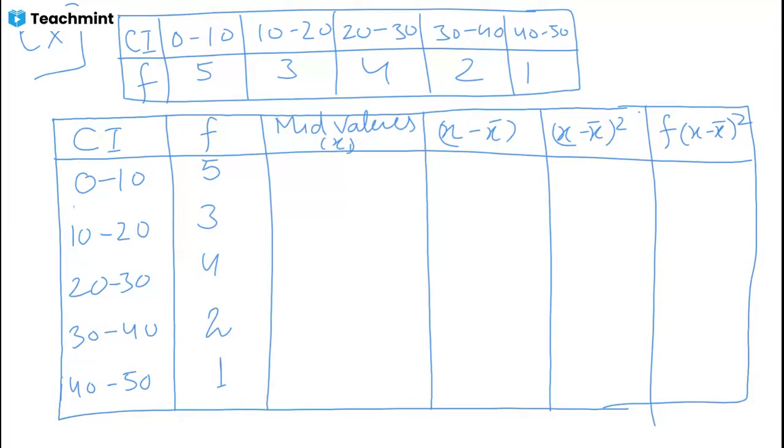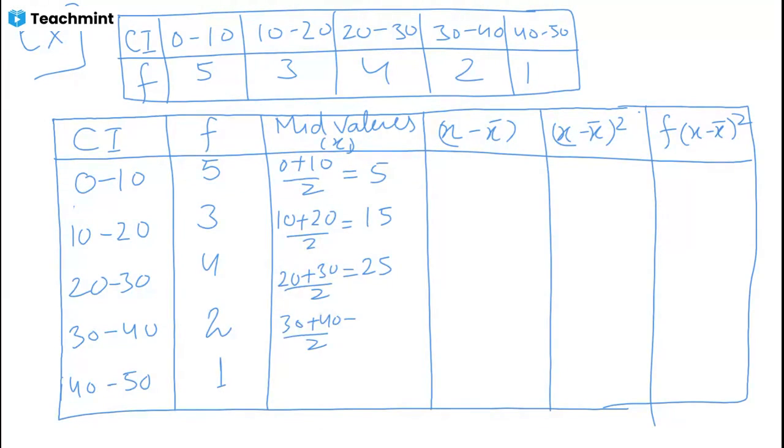And for mid values, just add both values. 0 plus 10 divided by 2, we have 5. Similarly, 10 plus 20 divided by 2, we have 15. And 20 plus 30 divided by 2, we have 25. And 30 plus 40 divided by 2, we have 35. And 40 plus 50 divided by 2, we have 45. So now we have values of x.